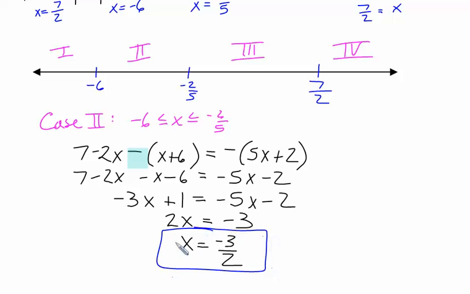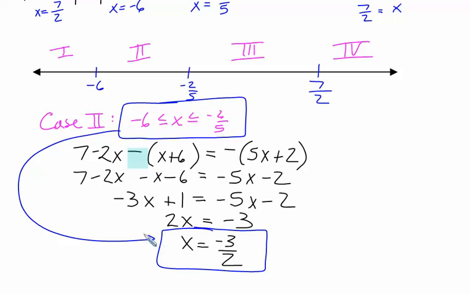Again, we need to compare that with the case that we're considering. In this scenario, negative 3 halves does satisfy being larger than negative 6 and less than negative 2 fifths. So that one works.